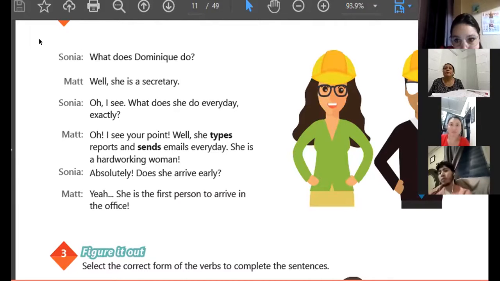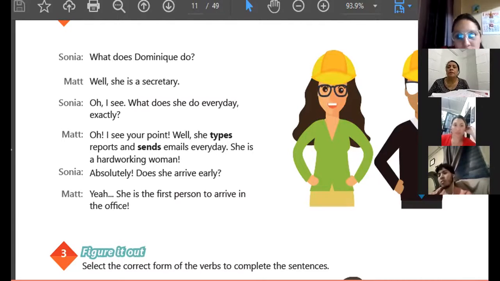Now, do you understand what early means? Everybody? Early, the opposite of late. Let's imagine if they say, does she arrive early? And they say, no, she doesn't, then she arrives late, okay? That's the meaning here. You get it? Yes. Okay, very good.